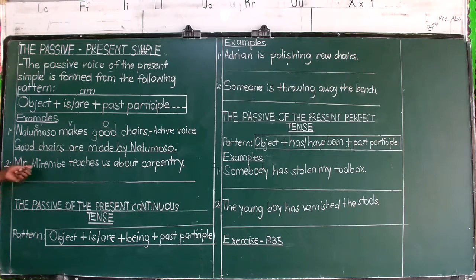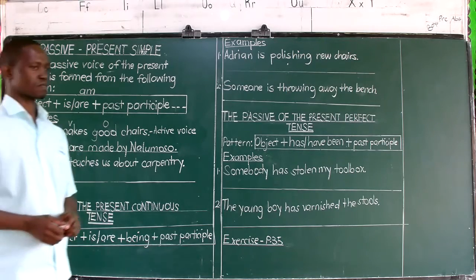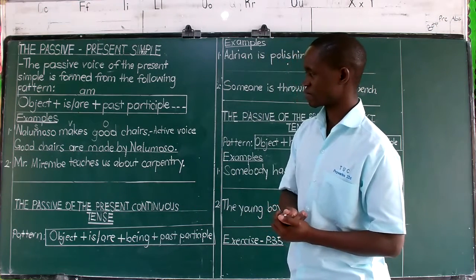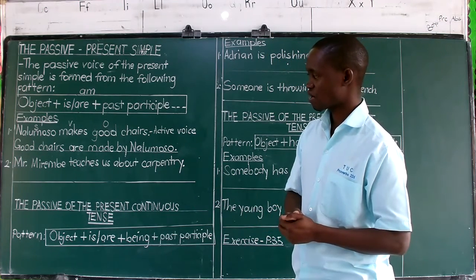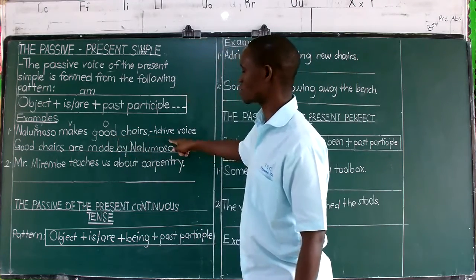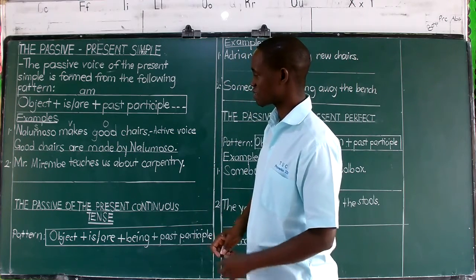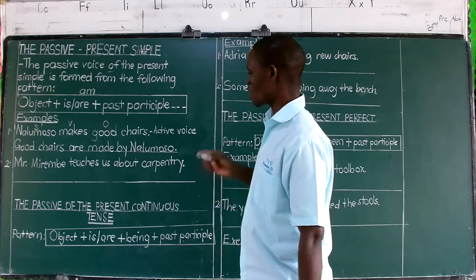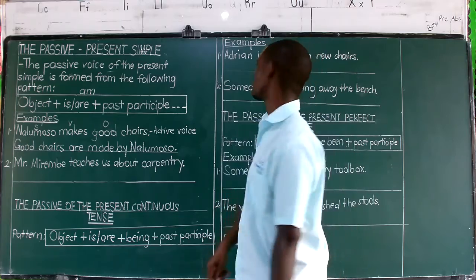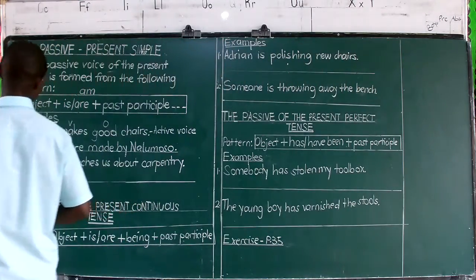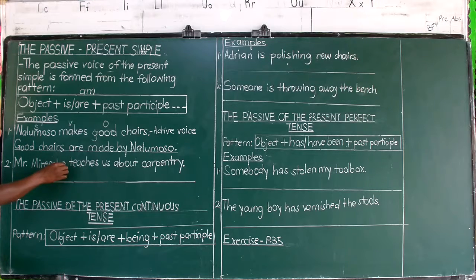Next, Mr. Mirembe teaches us about carpentry. I'll repeat that. Be careful. Mr. Mirembe teaches us about carpentry. Our sentence 2 has 2 objects. This one had only one object, good chairs. Here we have a sentence that presents itself with 2 objects. One is called a direct object, the other one is called an indirect object. We have Mr. Mirembe.